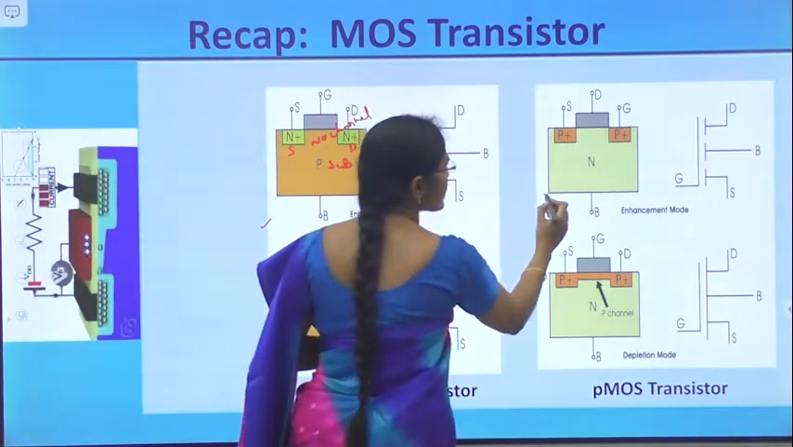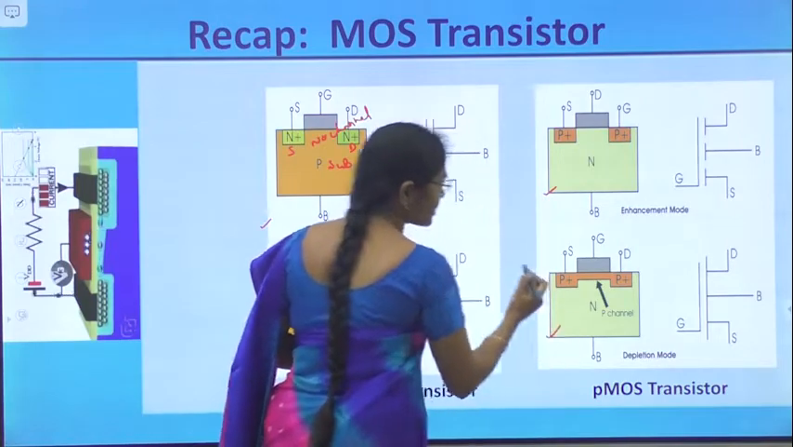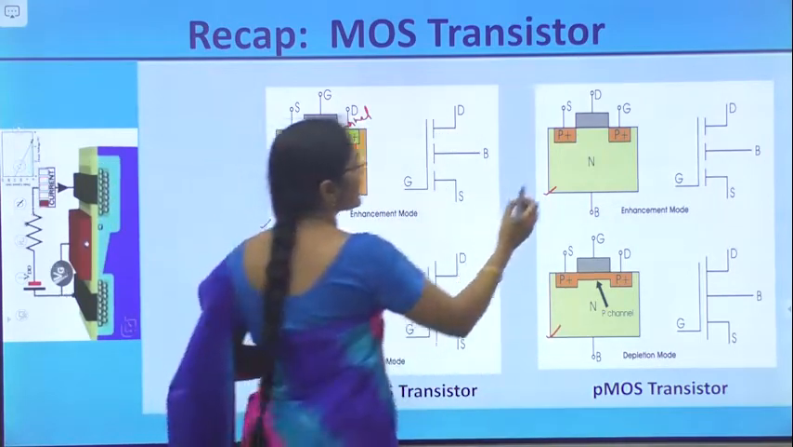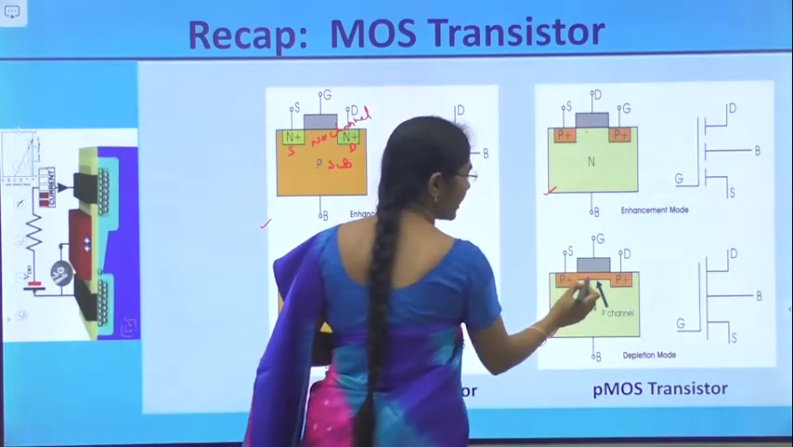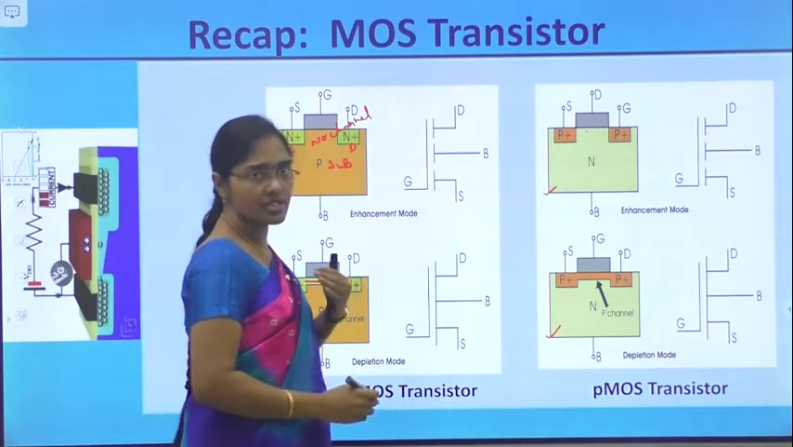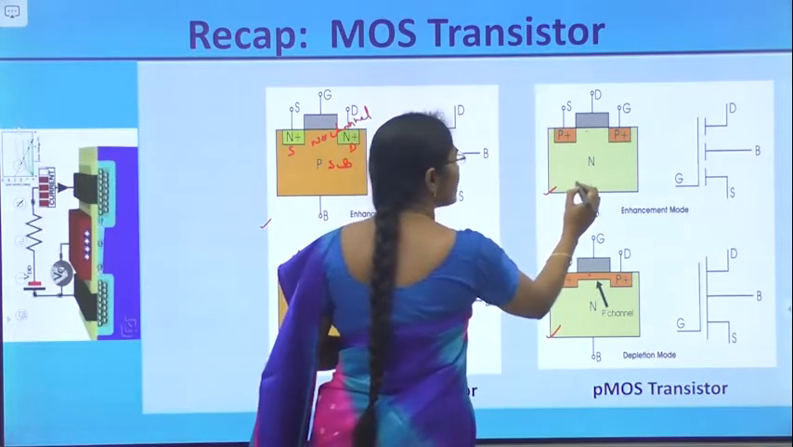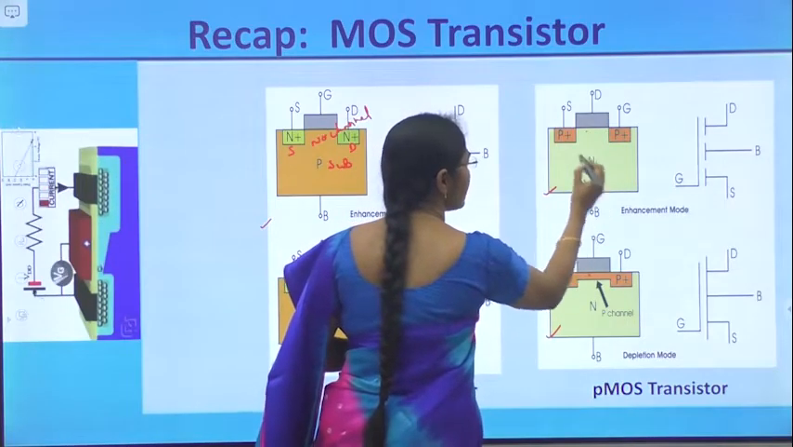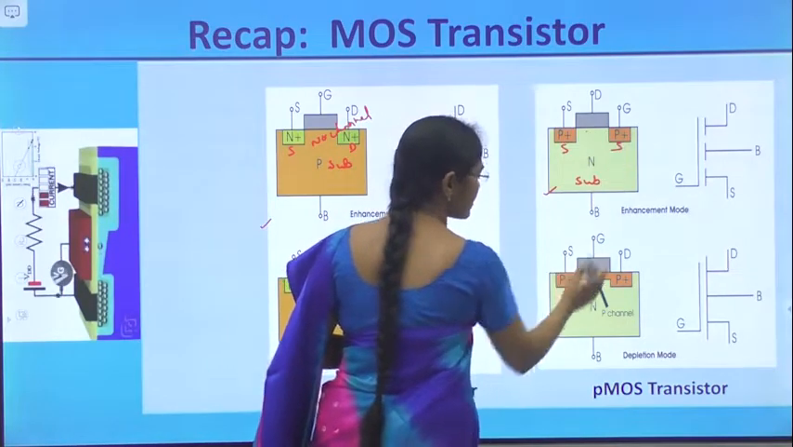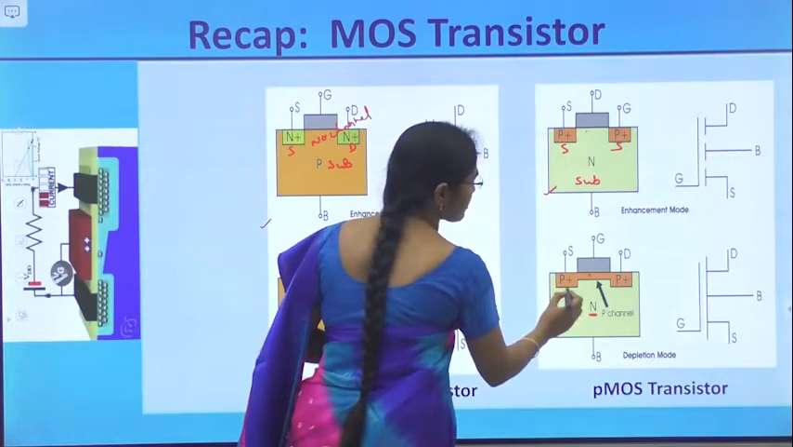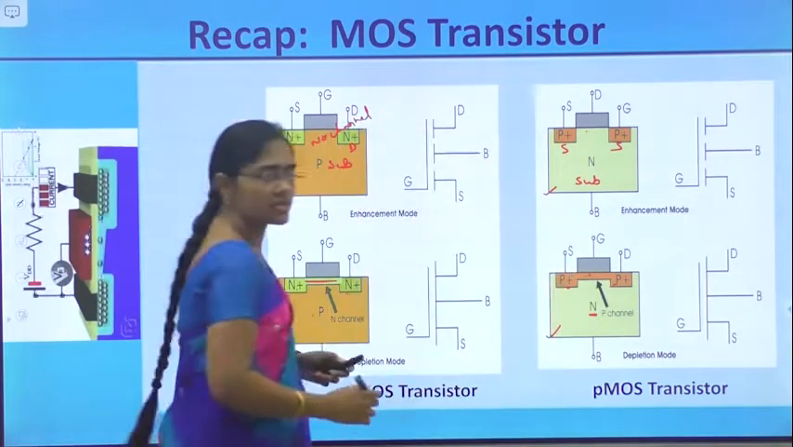Similarly, pMOS transistors of enhancement type and depletion type are shown here. Enhancement type has no channel, and depletion type has a physical channel at the time of fabrication itself. And for the pMOS, the substrate is n-type, and source and drain are p plus.